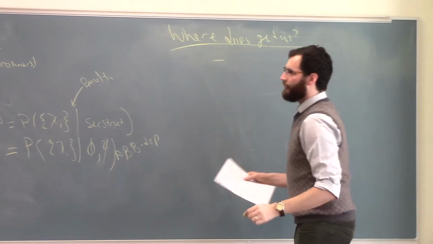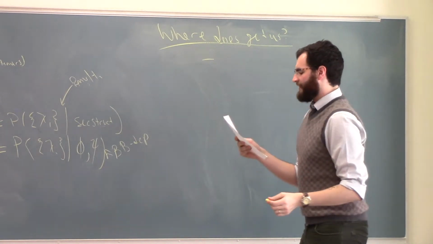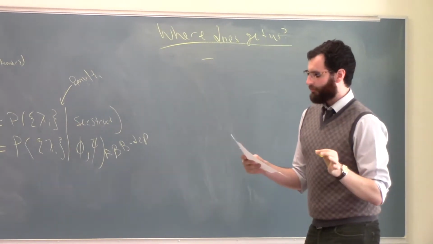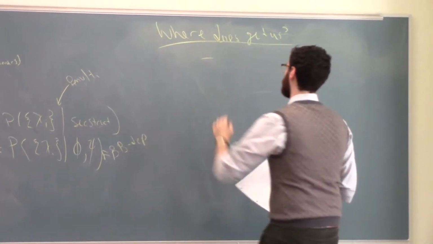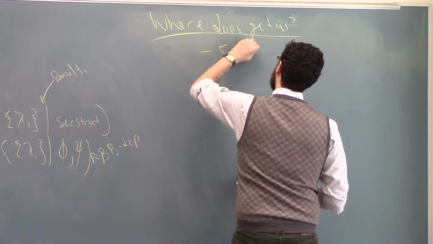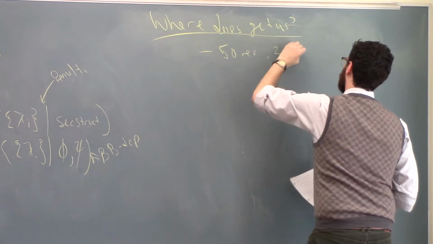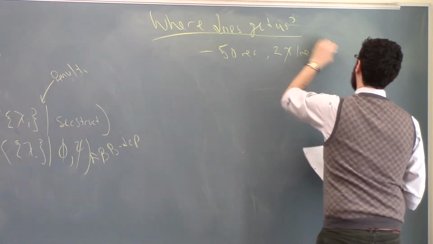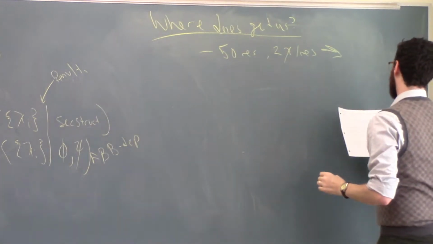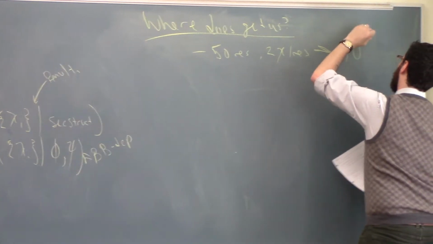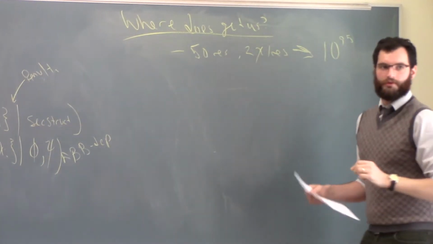So if you remember, we previously estimated that a small protein, 50 residues, with an average of 2 chi's per residue, meant that there were about 10 to the 95 conformations.